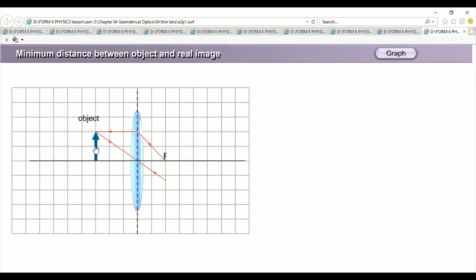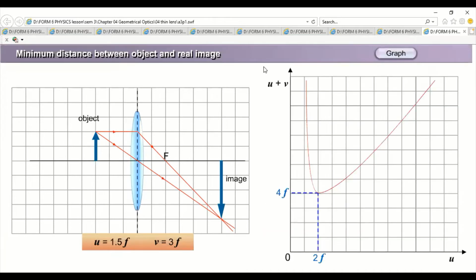If we place an object in front where the object distance is 1.5 m and the image formed is at 3 m, what will happen when we plot the graph of U plus V against U? We found that the point where it changes will be 4F, and the distance of U is 2F. So next.